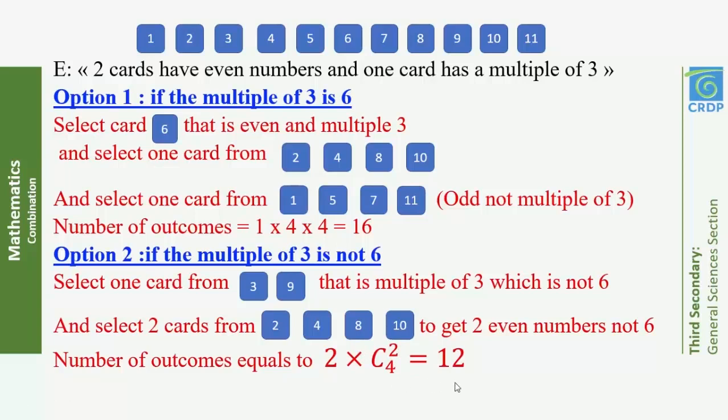Now for the number of outcomes of the event E, I have to add the possibilities obtained from option 1 and the possibilities obtained from option 2. That will give me a total of 28 possible outcomes.